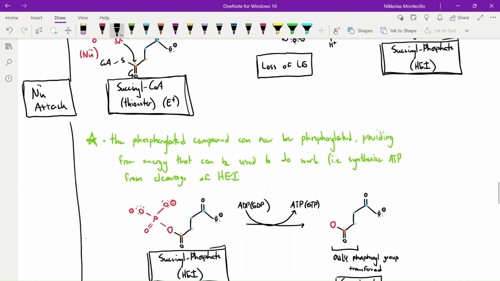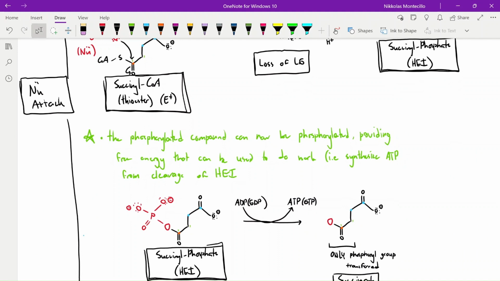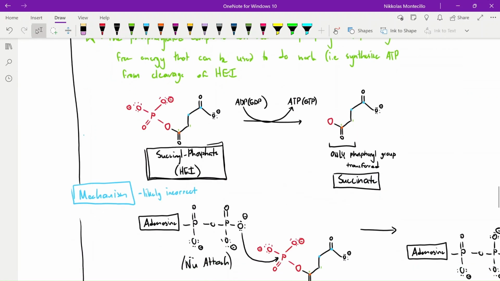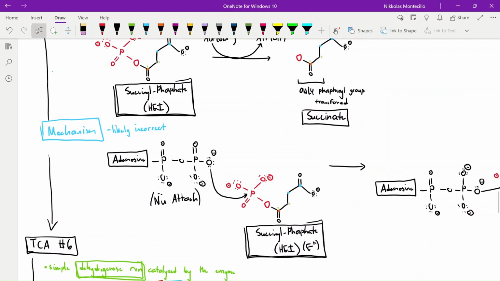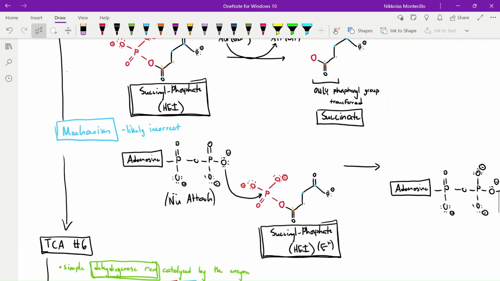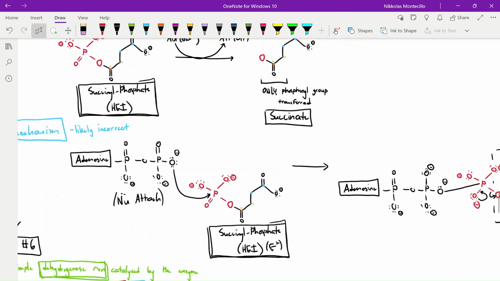Now, Succinyl-Phosphate is a phosphorylated compound, right? So it is a high energy intermediate that can provide the free energy that can be used to do work, and in essence we can synthesize ATP from the cleavage of the high energy intermediate, right? Now, this is also a mechanism that's likely incorrect, but I believe it's relatively sound based on what's provided.